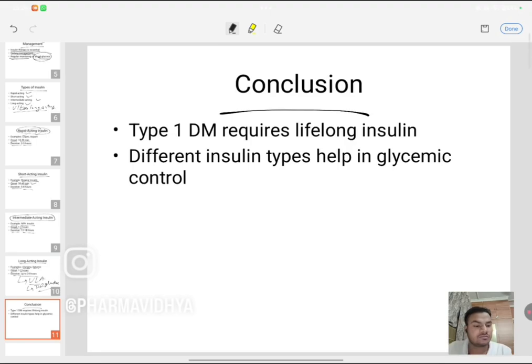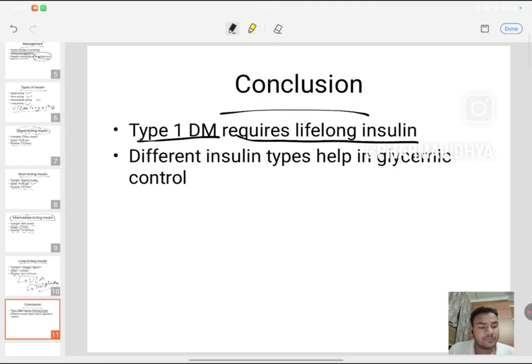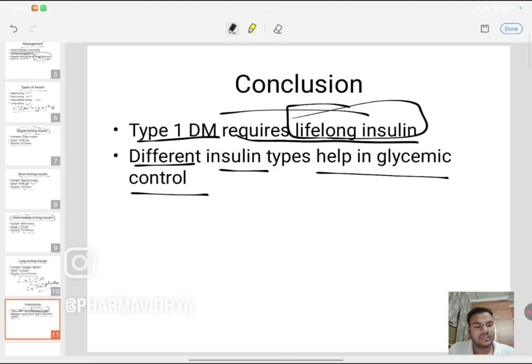Conclusion: type 1 diabetes mellitus requires lifelong insulin. Yes, type 1 diabetes mellitus always requires lifelong insulin. Different insulin types help in glycemic control. Different insulin types, which you understood previously, like rapid acting, short acting, intermediate acting, and long acting, are used for different glycemic controls.